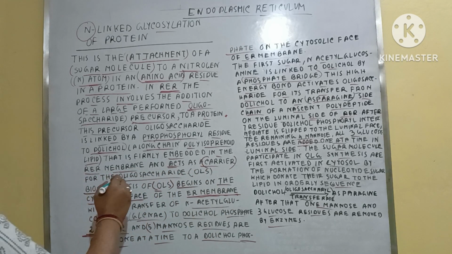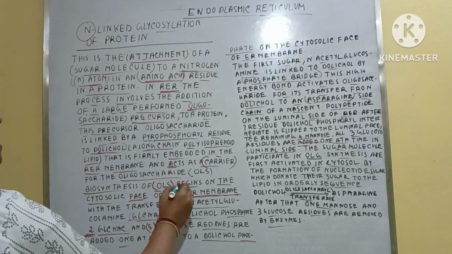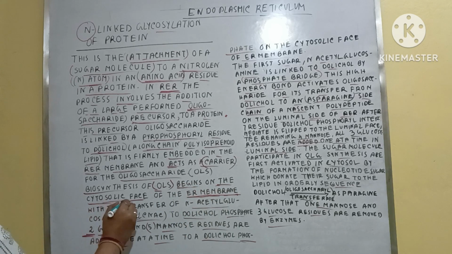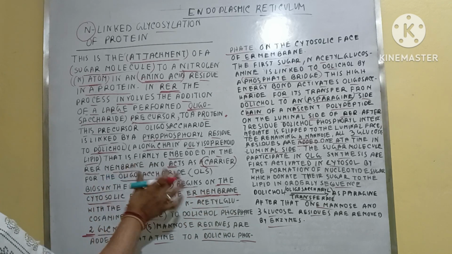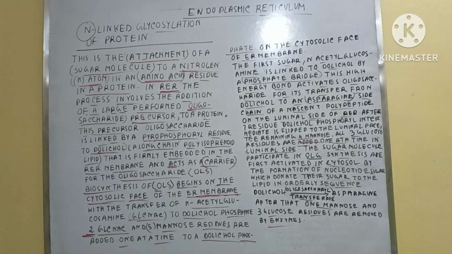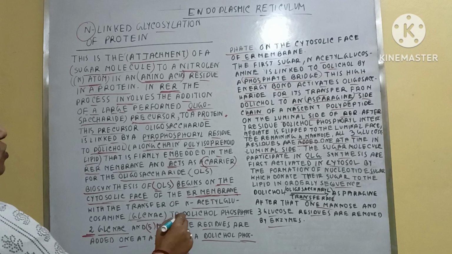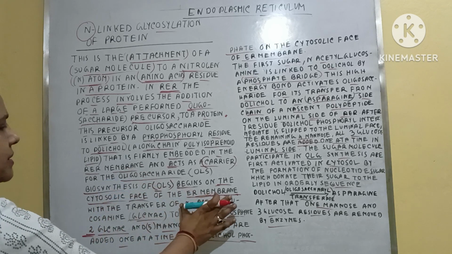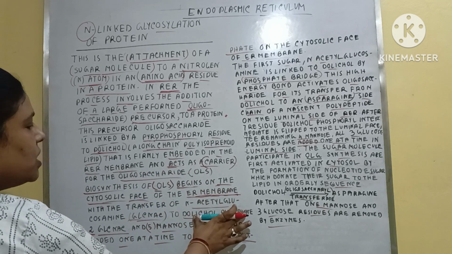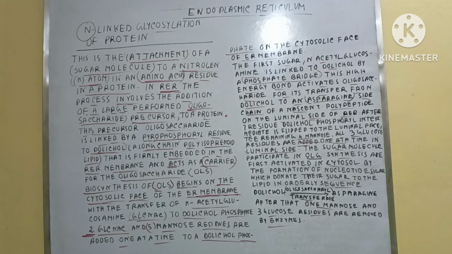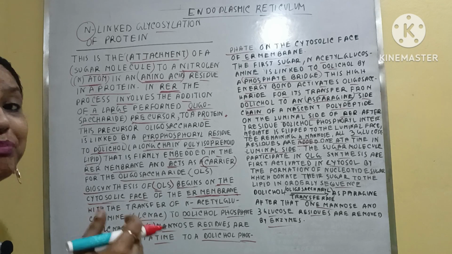And how does oligosaccharide biosynthesis begin? This begins on the cytosolic phase of the endoplasmic reticulum membrane, with the transfer of N-acetyl glucosamine to dolichol phosphate. So first of all, this N-acetyl glucosamine is transferred to the dolichol phosphate. Clear? And that's how the biosynthesis of the oligosaccharide begins.